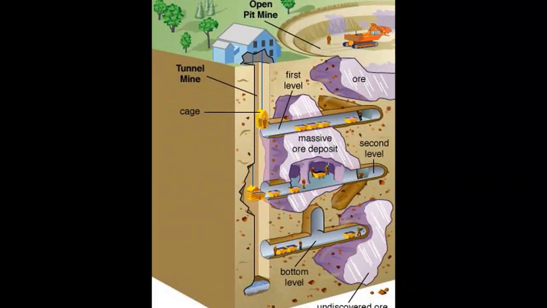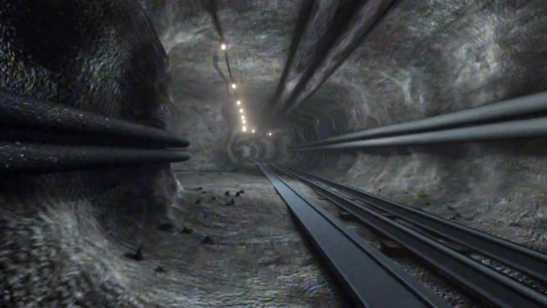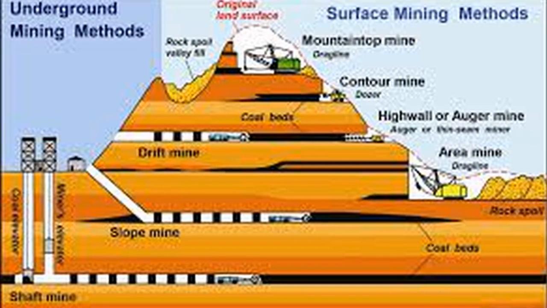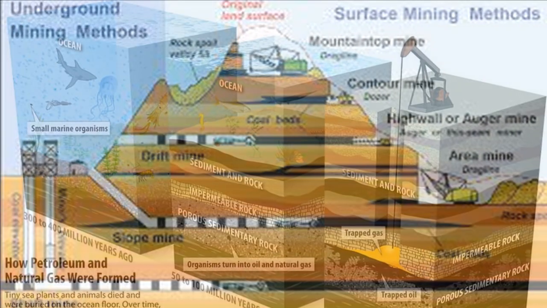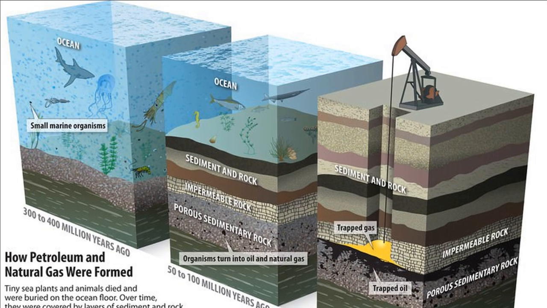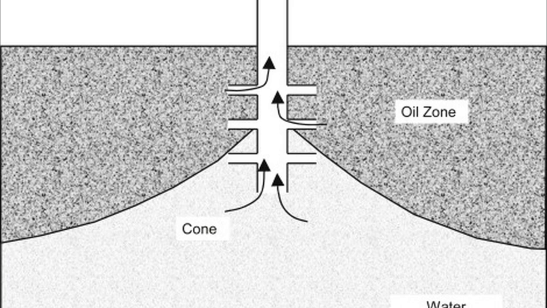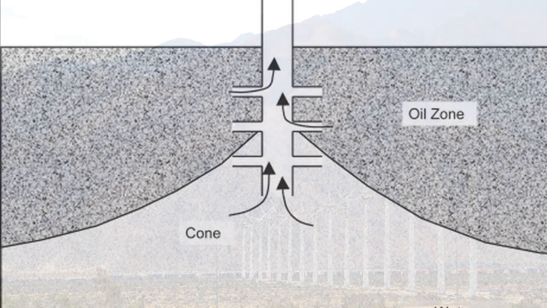When the minerals are located under the surface, deep holes called shafts have to be dug to reach them. This method is called shaft mining. The process of extraction of mineral oil is called drilling. It is done by digging deep wells called oil wells.